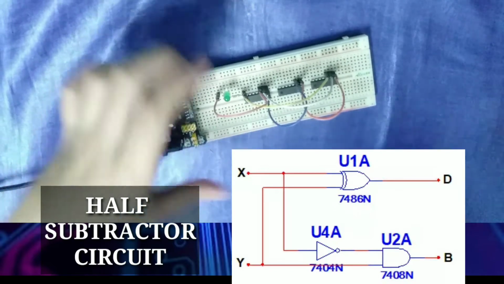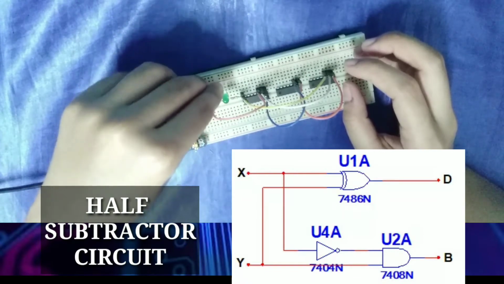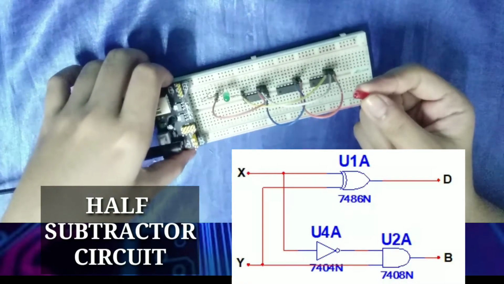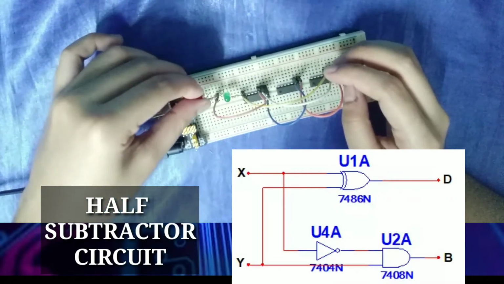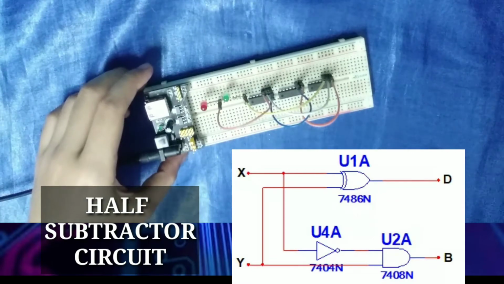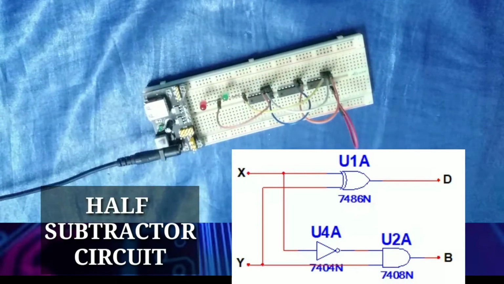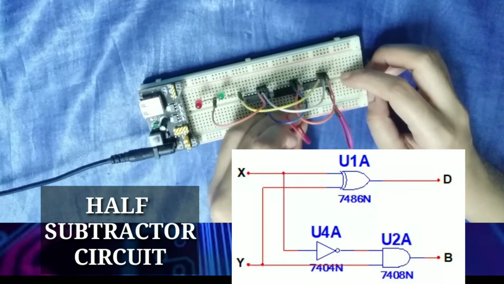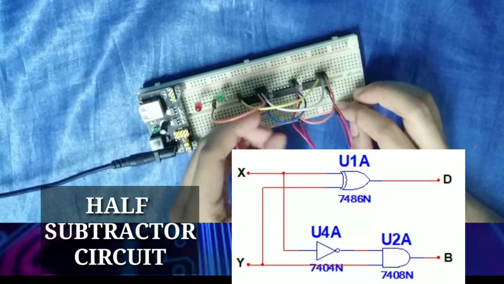Don't forget the 360 ohm resistor para hindi sumabog ang ating LED. And of course, for our output, we will be using a red LED for our borrow output connected to our 360 ohm resistor here. And now, let's not forget to connect our VCC connections for the 3 integrated circuits, one for the 7486, one for the 7404, and one for our 7408 IC.